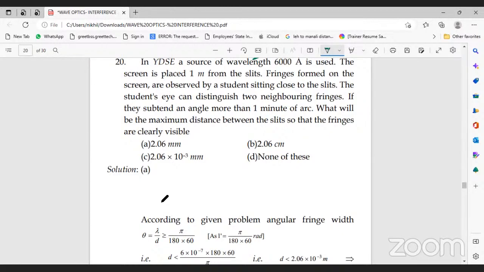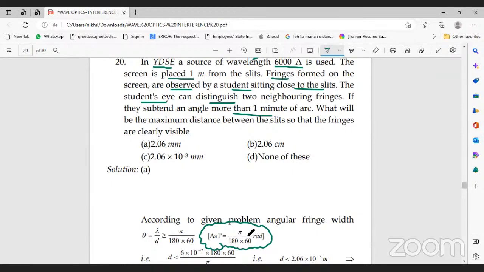Look at this question. In Young's double slit experiment, a wavelength of 6000 angstrom is used. The screen is placed at a distance of 1 meter. Fringes are observed by a student sitting close to the slit. The student's eye can distinguish two neighboring fringes if they are more than 1 minute of arc apart. You know 1 minute means how many radians? Pi divided by 180 into 60 radian.